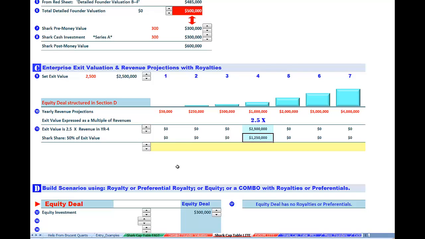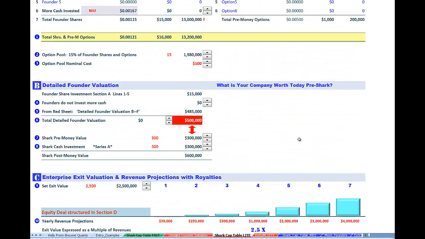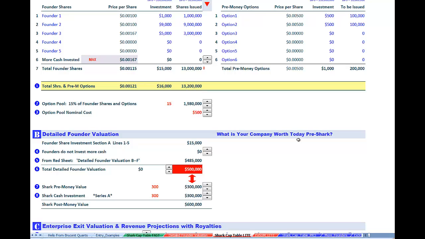So one of the problems we have here in structuring this deal is here's our 300, there's the shares issued, price per share, there's the $300,000, exit in year 4. Shark share gets 50%, but right here is 50% ownership based on a 42% internal rate of return and 4 times the multiple. I'd like to not see you give up or lose control, so one of the things we might do is scroll back up here and say, look, we need to get some more money in from the founders.